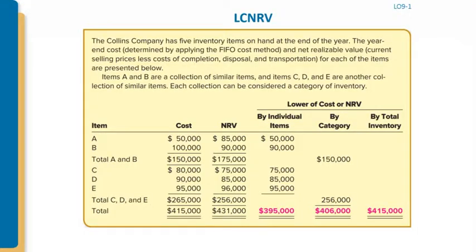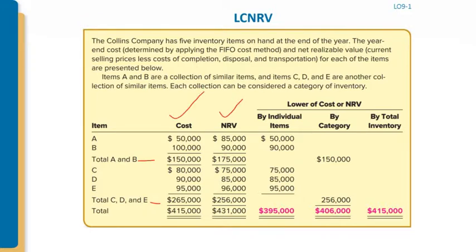So let's see one example. You can see in this example that we have different items A, B, C, D and E. A and B are one category, and C, D and E are another category. There are two different categories of products we have. And we have the cost and net realizable value.